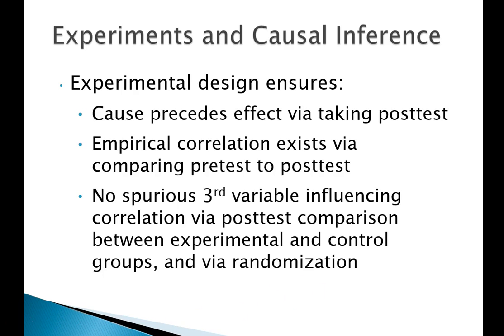This is just another way to say what we said before, experiments and causality. Experimental design ensures that the cause precedes the effect. In other words, you're testing your result and your effect, so that the cause comes before that. You have empirical correlation by comparing your pre-test and post-test. You do your measurement before the cause and after, and there's no spurious third variable influencing your correlation. Just a review of what we said earlier.